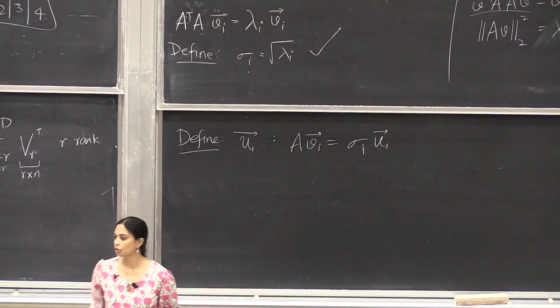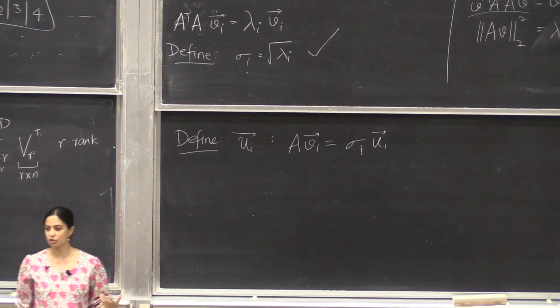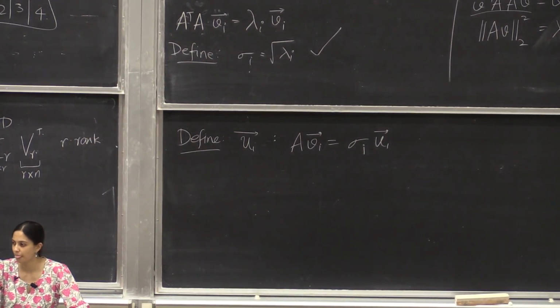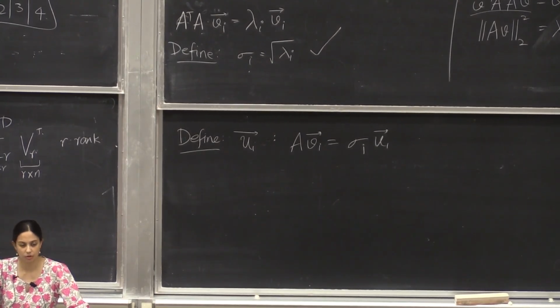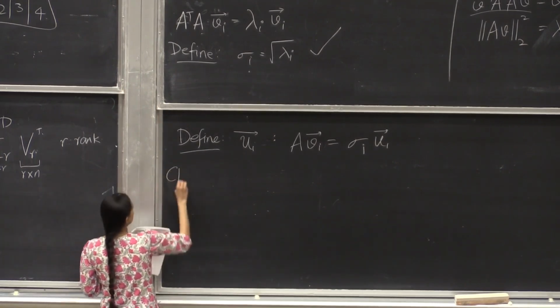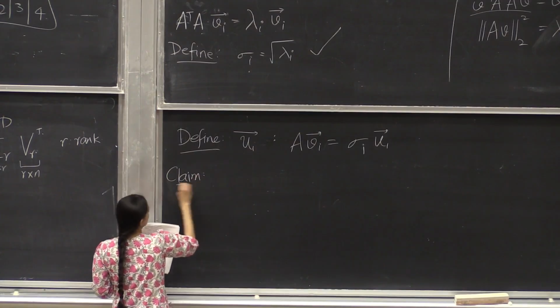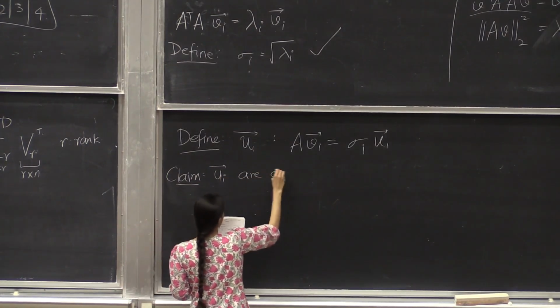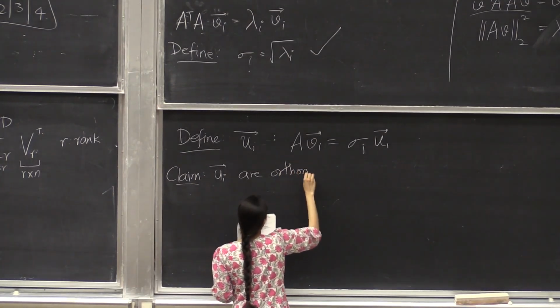So what do we need, if we wanted these u's to now form the columns of the matrix U, what would we need to show about these u's? We'd need to show that they're orthonormal to each other, right? Okay? So claim: the ui are orthonormal.